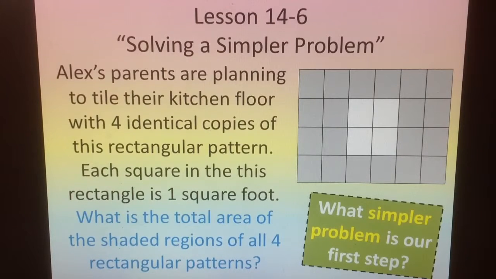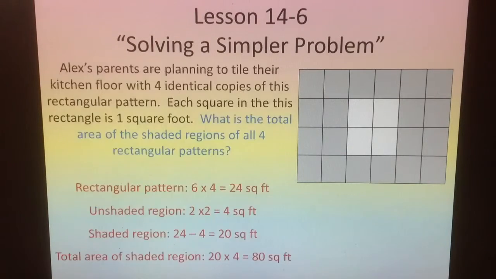That's our simpler problem. But we're not done with the whole problem yet because we need to know the shaded regions area for all 4 rectangular patterns. We know that for 1 rectangular pattern, the shaded regions area is 20. We need to multiply 20 by 4 to find the total area of the shaded regions for all 4 rectangular patterns. 20 times 4 is 80. So your final answer should be 80 square feet.